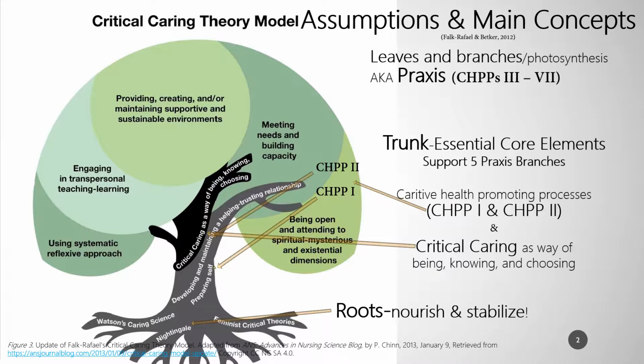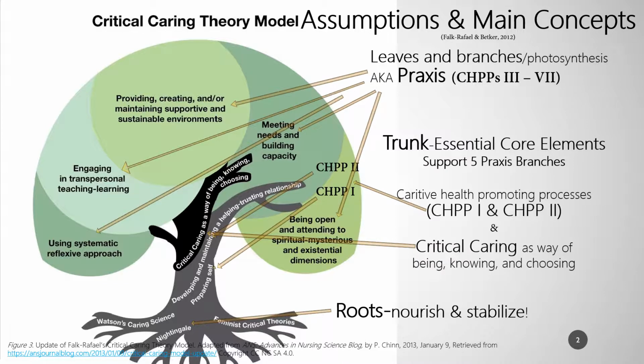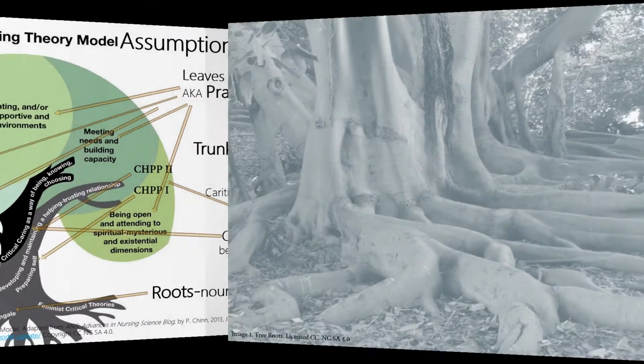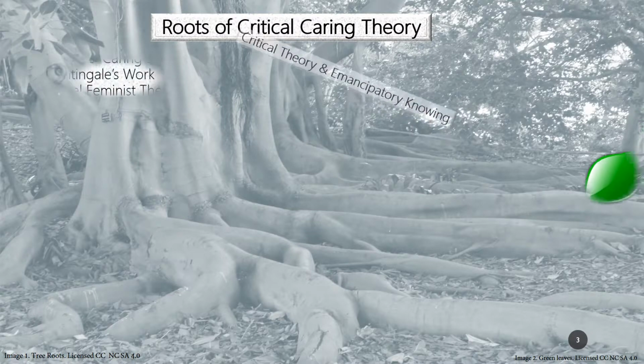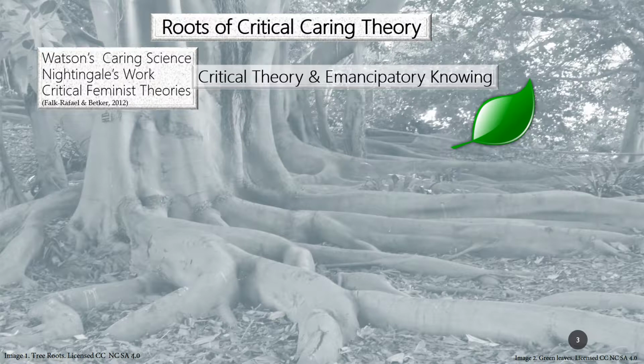The leaves and branches provide energy through photosynthesis, aka praxis, and these are the CPPs 3 through 7. I won't go into details regarding the praxis component here. The roots of the mid-range theory have been discussed in the previous slides. The underlying theory I will focus on today is critical theory with the associated emancipatory knowing component.